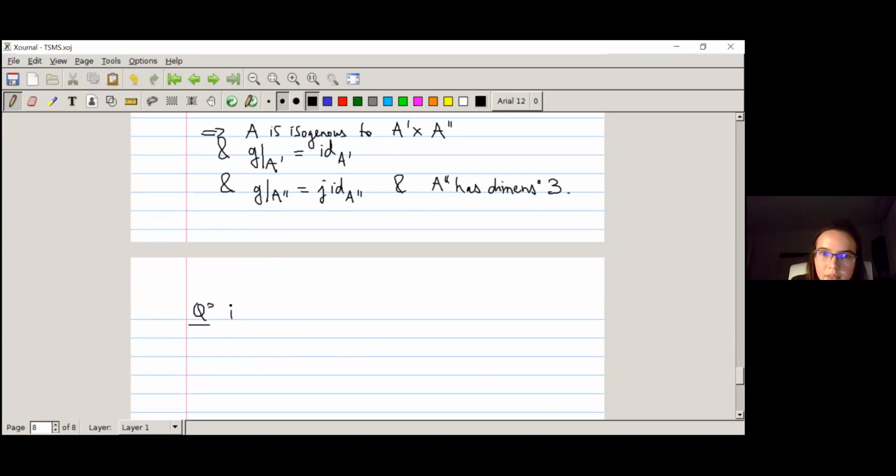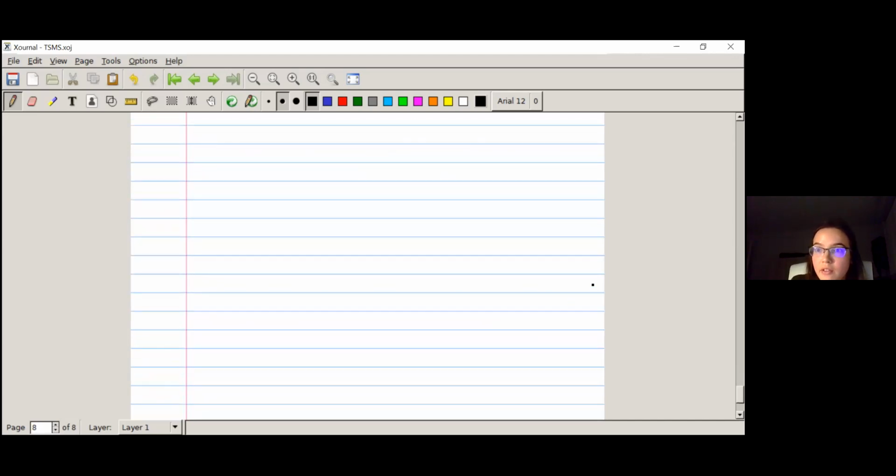Which is, if j times identity 3 acts on A prime prime, does it mean that A prime prime is isomorphic to E_j cube? So same thing as we did at the very beginning with J acting in dimension 1, but in dimension 3 with j identity. And the answer is yes.